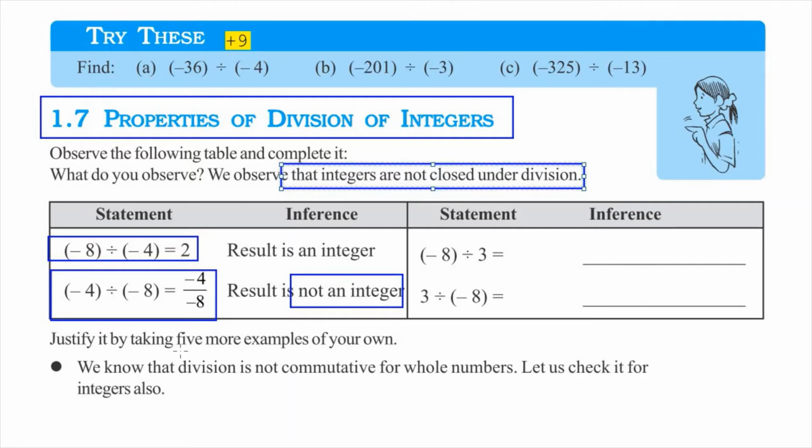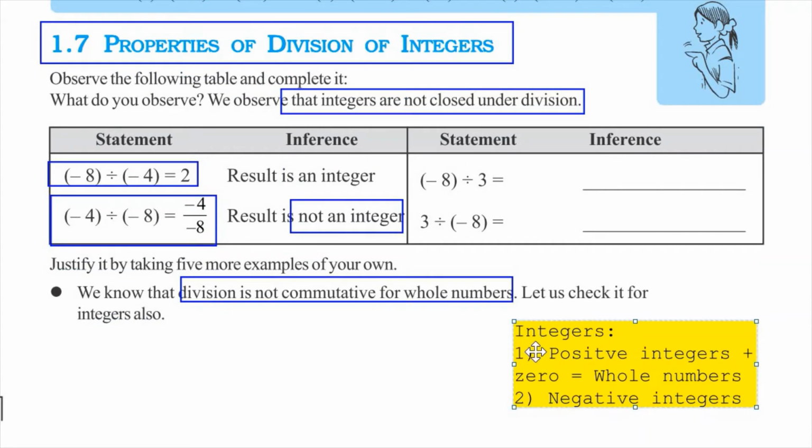So we also know that division is not commutative for whole numbers. Let us check for integers also. Let me remind you that integers consist of whole numbers and negative integers. Okay. So in the number line, everything to 0 and its right, it's whole numbers, and everything to the left of 0, excluding 0, they are the negative numbers. Okay. So whenever we are saying that whole numbers does not have a property, then that directly implies that integers does not have that property either. This is because we know that whole numbers is the subset of integers.